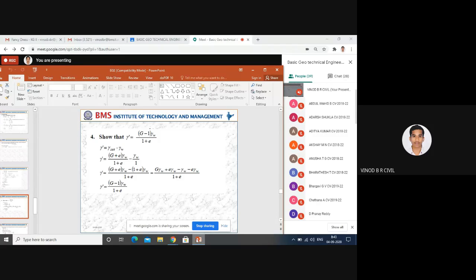Here, e into gamma W minus e into gamma W gets cancelled, and G minus 1 into gamma W divided by 1 plus e is the final answer. You can expect this mathematical expression in the examination for 4 to 5 marks.